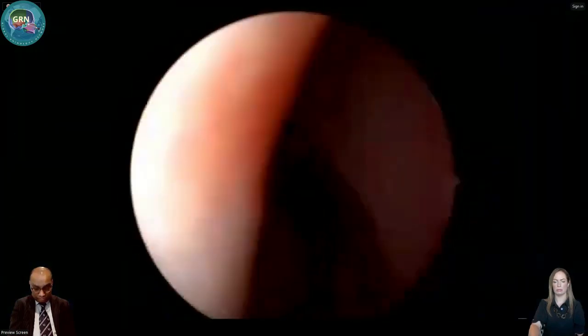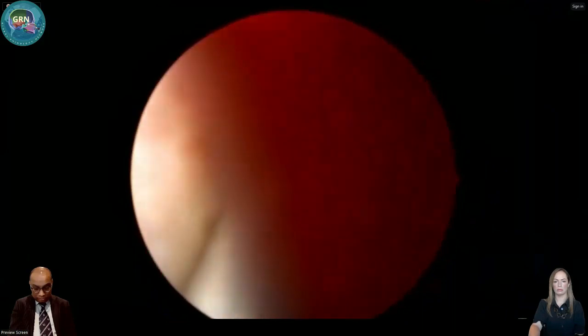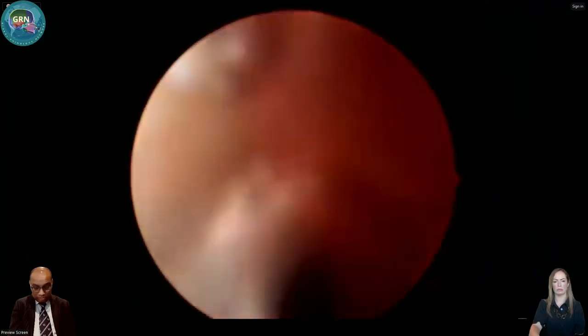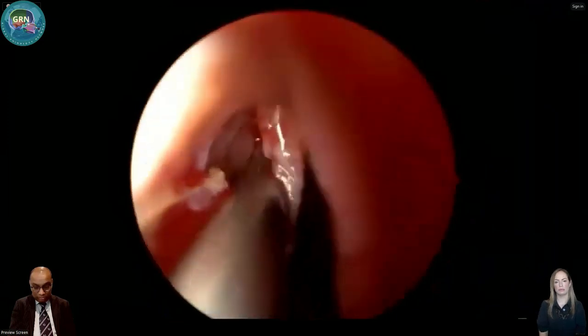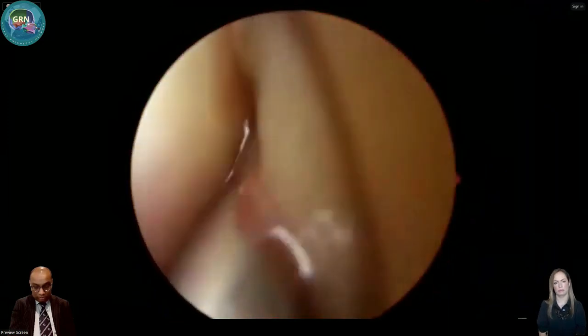So the criteria, the technique, is to find the superior subperiosteal plane and to make the dissection.